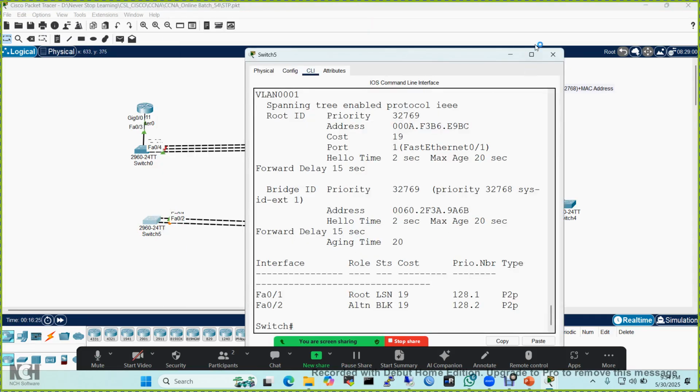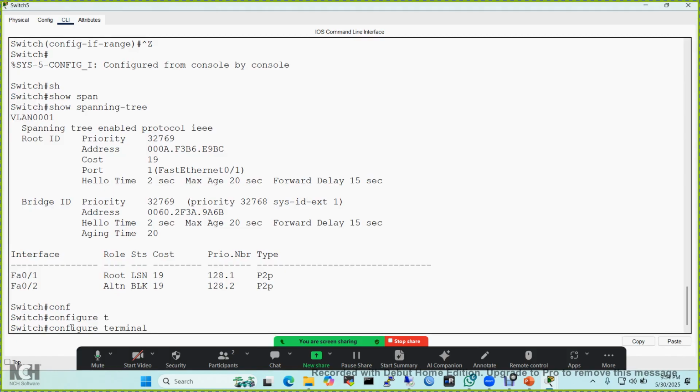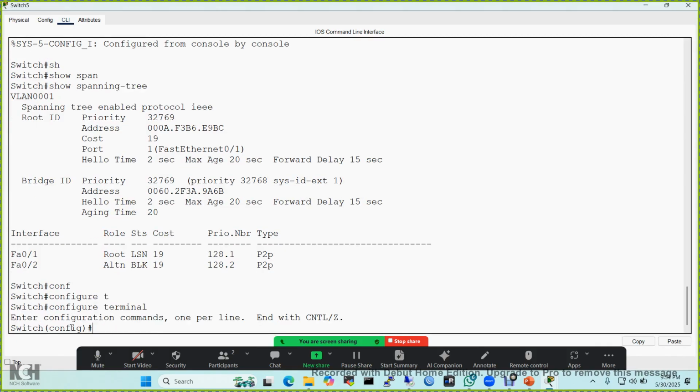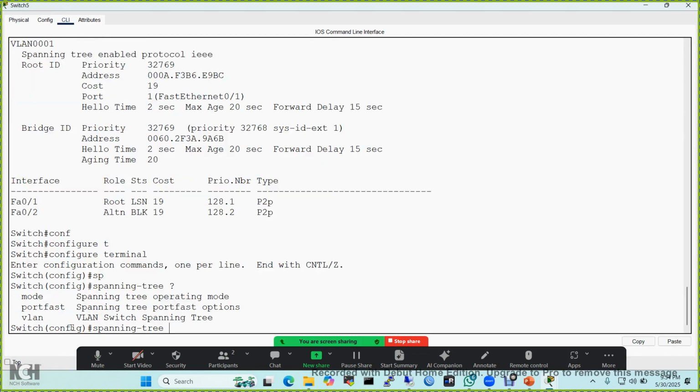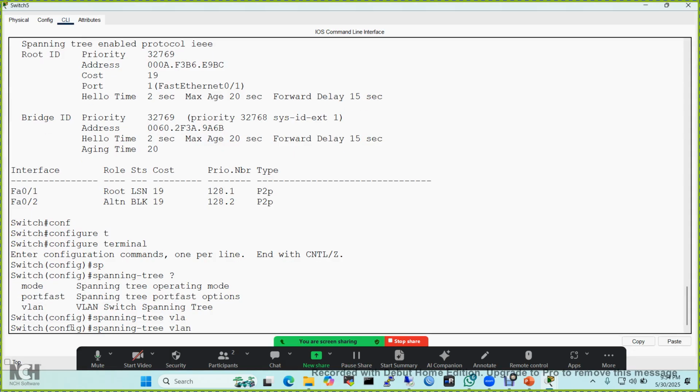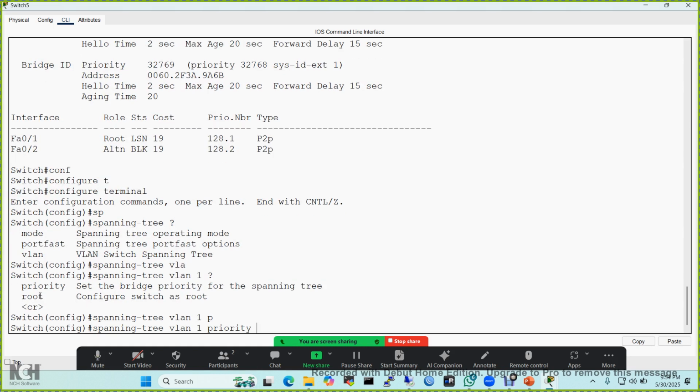How will I make it? Here I am going to configure terminal, changing its priority number. I don't know the command. Type spanning tree, then check by question mark. It is spanning-tree VLAN 1. Then again question mark. There is a priority number. Priority.